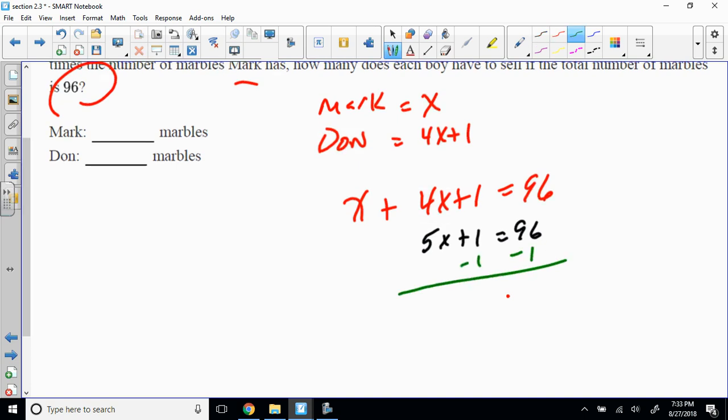Minus 1, 5X equals 95. 19? Yeah. Okay. So X equals 19. So X is Mark. Mark has 19 marbles. And, well, Don has 4 times 19, which is 76, plus 1, which is what? 77. Or I could just take 96 minus 19, right? That's 77. Either way is fine.